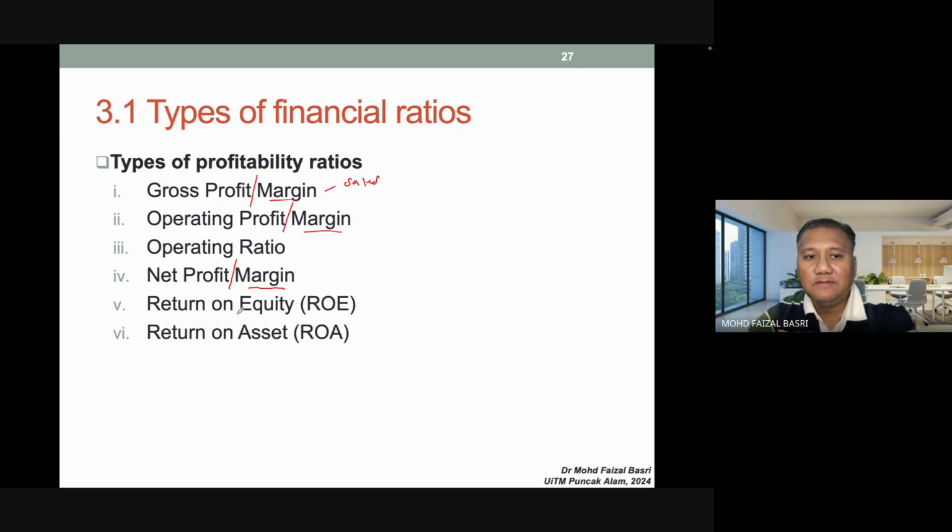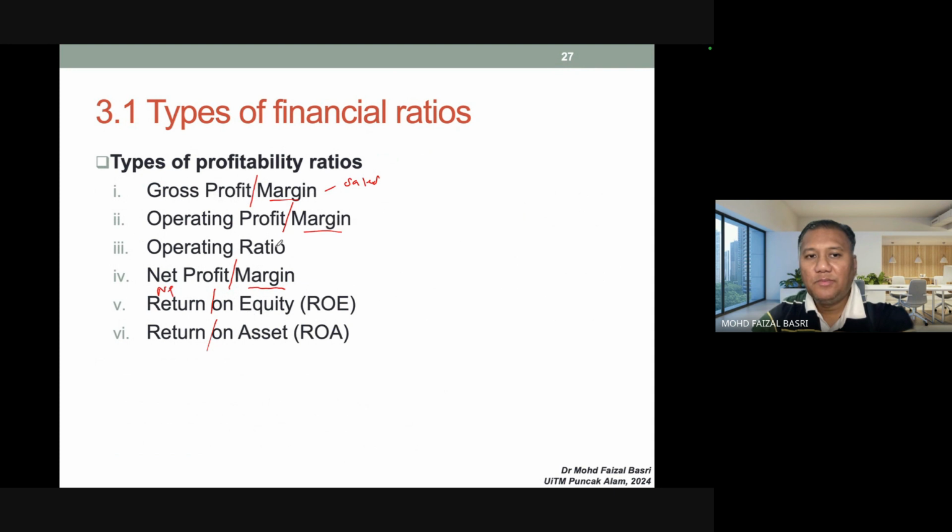Sama juga dengan ratio yang returns on equity dengan returns on assets. So this is actually kita boleh divide je return bagi equity, return boleh bagi dengan asset. So return ni is actually represented by net profits. Return ni sebenarnya adalah net profit.